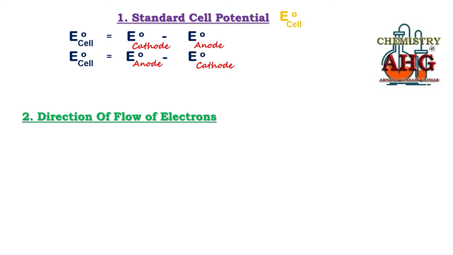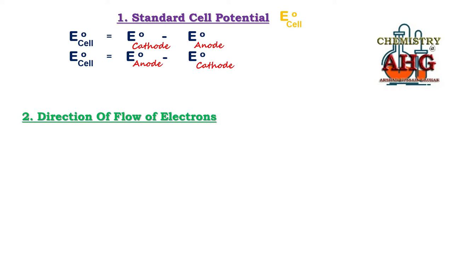Now, which types of cells do we commonly study under the heading of electrochemistry? One type of cell is the electrolytic cell, in which electrical energy is consumed, and the other type is the voltaic or galvanic cell, also known as the electrochemical cell. In that case, electrical energy is generated. Now, in which cell will we use which formula?